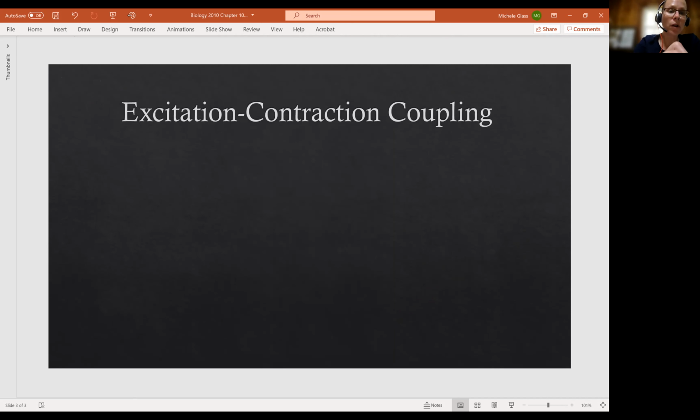To wrap up our conversation in this video, we have what's called excitation-contraction coupling. In order for the skeletal muscle to contract, first the cell membrane has to be excited. Instead of cell membrane, we could say sarcolemma. And instead of excited, we could say it gets an action potential.